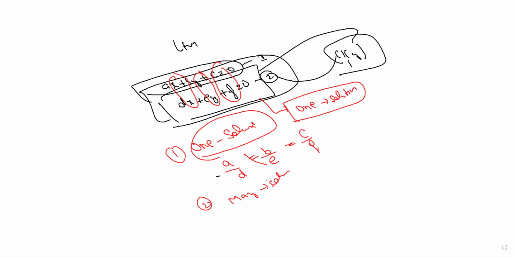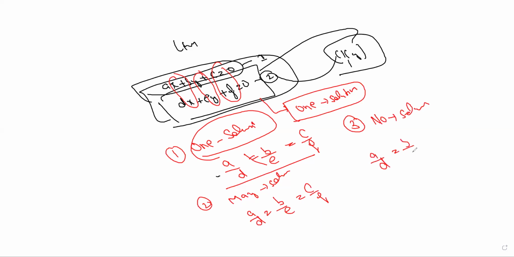Second thing is many solutions. For that, all ratios should be equal: a by d is equal to b by e is equal to c by f, right? Now, you would have understood the no solution case: a by d is equal to b by e, but is not equal to c by f. Then how many solutions will we have? Then it will be no solution, right? Clear? This thing is clear?